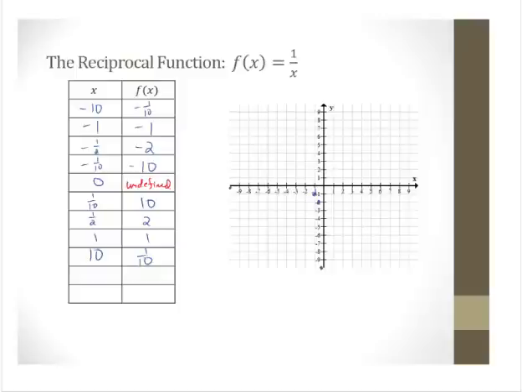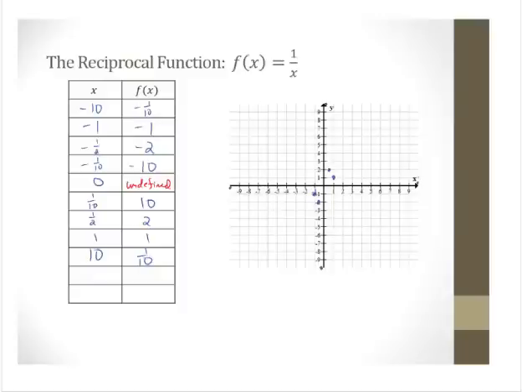Now, when x is 0, the function is undefined. There is no point on the curve when x is 0. All right, now let's look on the other side. When x is 1/10, y is 10. So again, really close to the axis. We have 1/2, 2. We have 1, 1. And we have 10, 1/10. So now I'm going to draw the curve that connects and goes through these points.